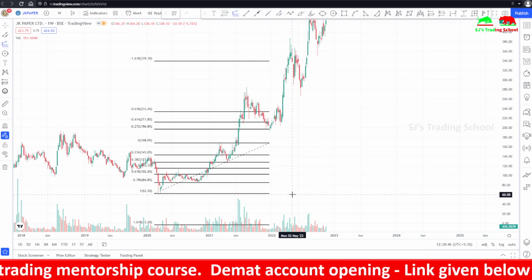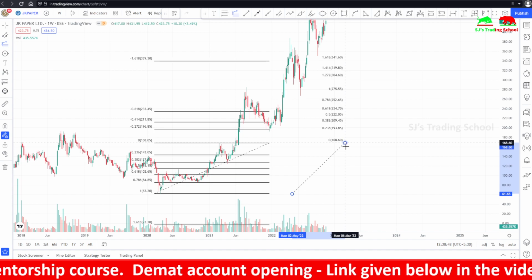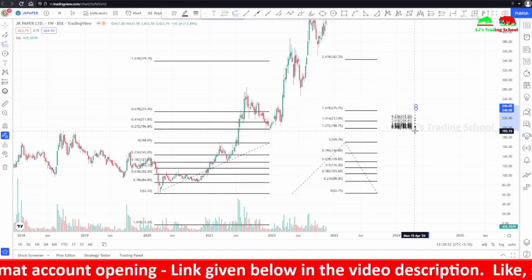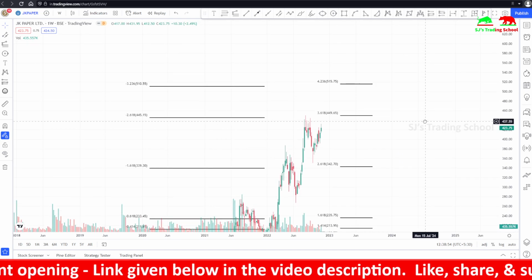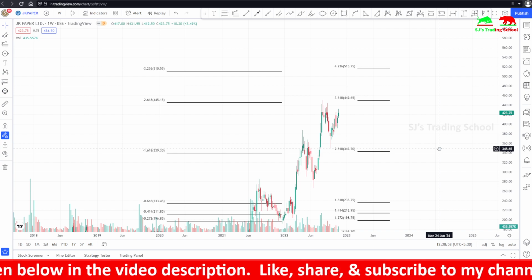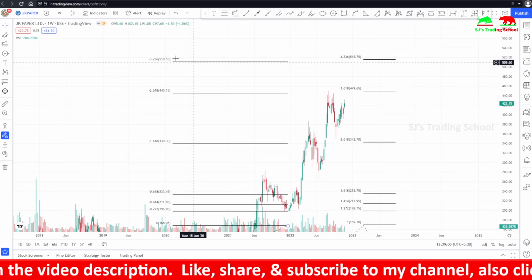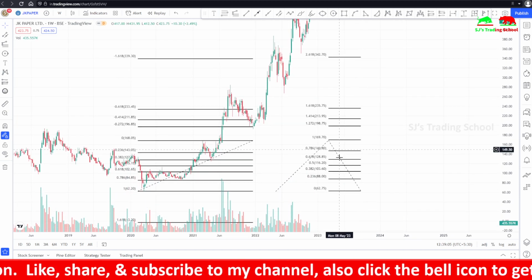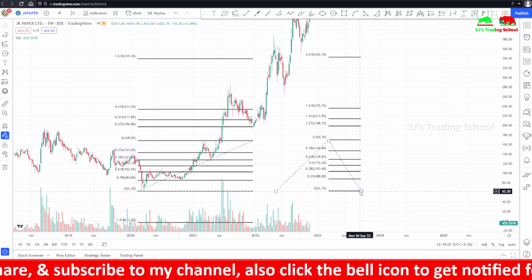I compared it with the extension, so these ranges are almost similar. By comparing with the extension, I brought these numbers. You can take note of these numbers. But actually, the extension should not be used like this.